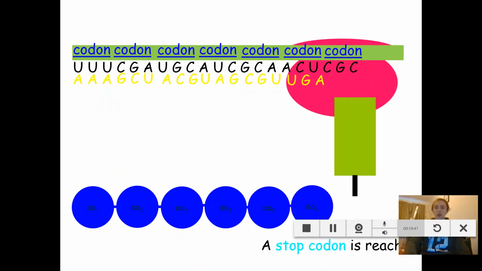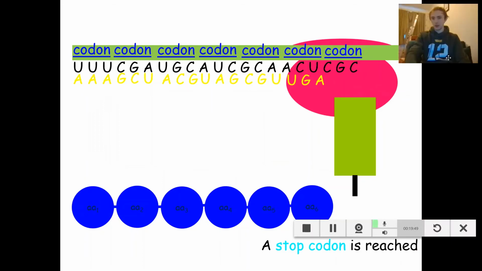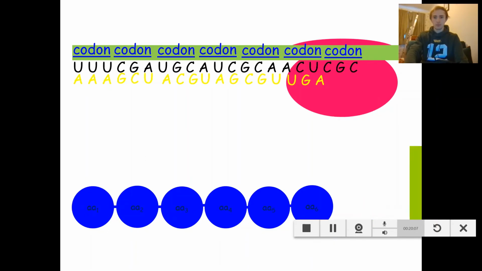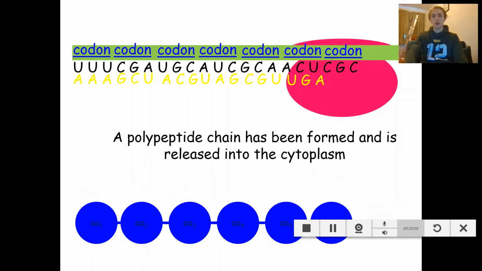which is, I'll move my face up there, a stop codon is reached. The stop codon is reached. Now you don't actually need to know what a stop codon is or how it works, as long as you can say that it will stop when a stop codon is reached. Now, that's the end of translation.